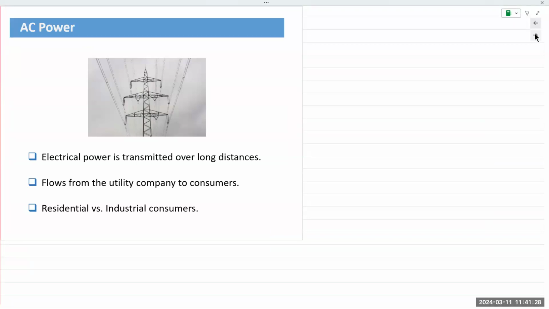Now electrical power is transmitted over long distances, right? You may have seen overhead electric lines running all across the city. Doesn't matter where you live, but you may have come across these overhead electric lines, right? Especially if you go north over the mountains, you can see the electrical lines going across the mountains. There are some places inside the city itself where you can actually see these running through the parking lots.